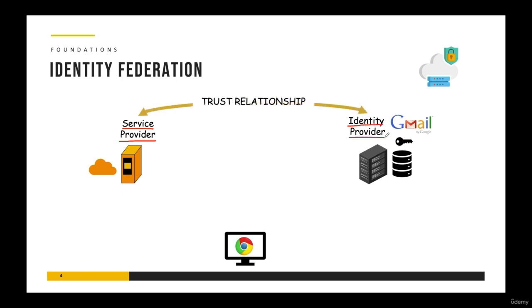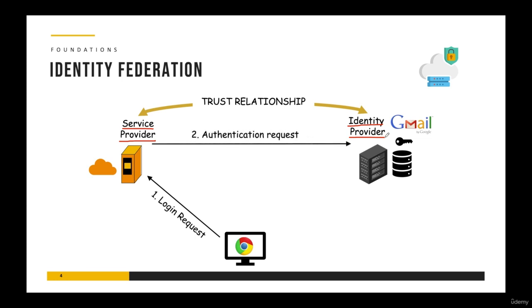And the service provider and the identity provider, Gmail in this case, have a trust relationship. So what happens is that a user sends a login request. But since the service provider is allowing you to use Identity Federation, it is simply going to forward your authentication request to the identity provider, which is Gmail. Now Gmail is going to redirect you to the login page of Gmail so that you can log in.